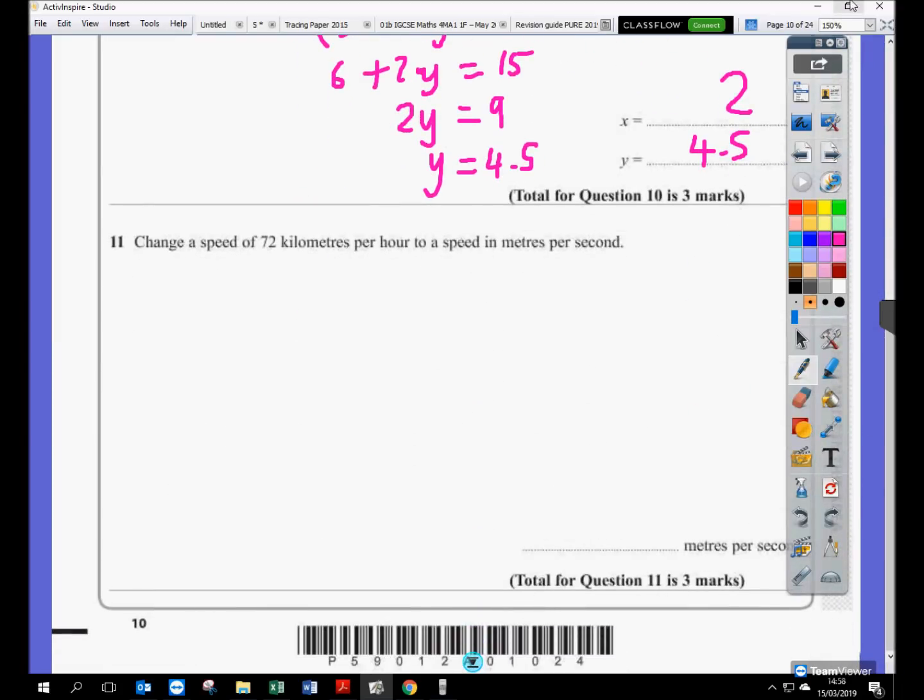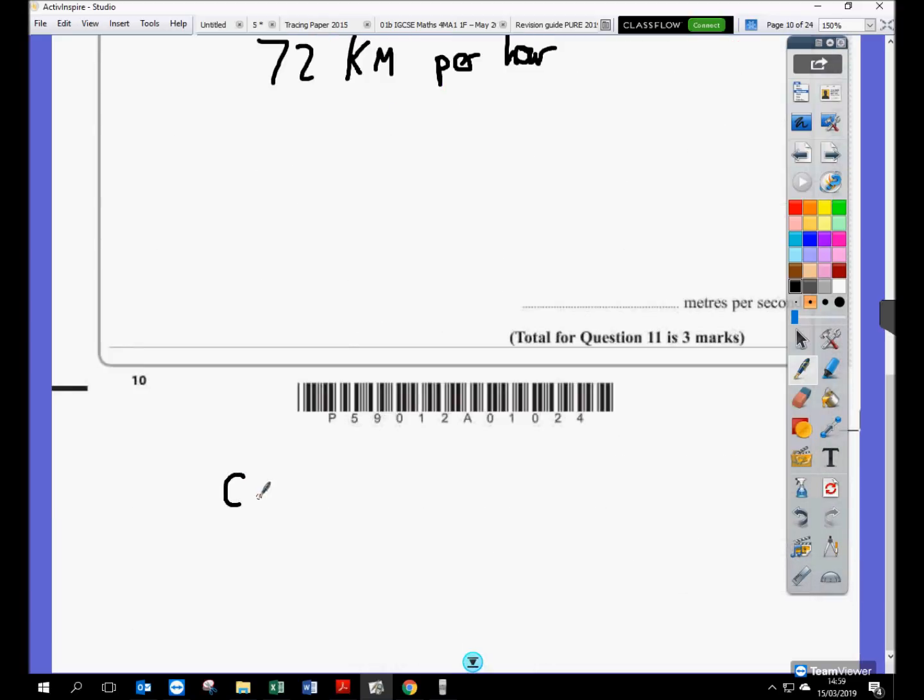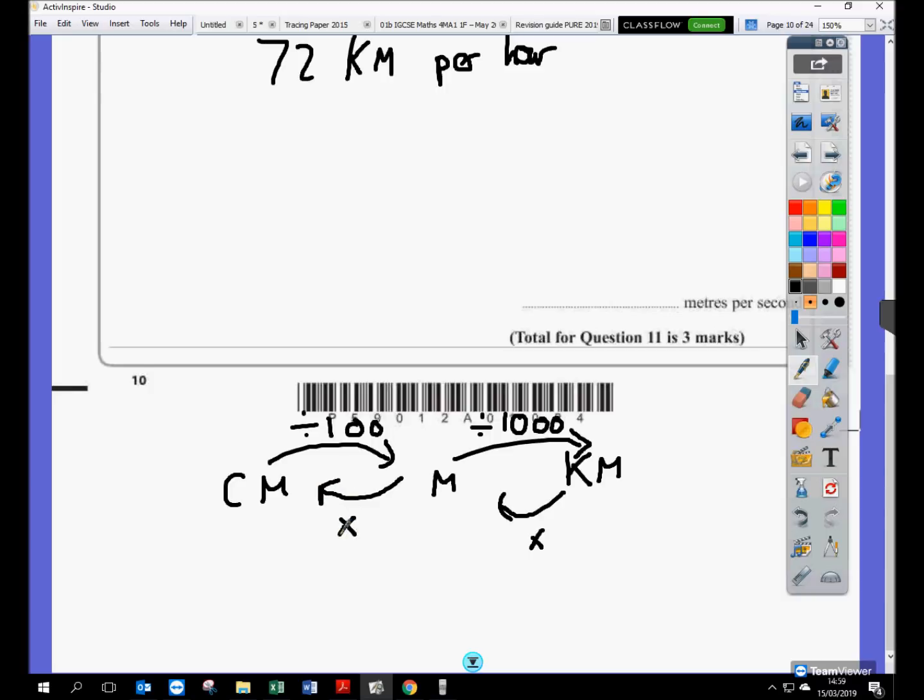Next, change a speed of 72 kilometers per hour to a speed in meters per second. Okay, so 72 kilometers per hour. Now, there's 2 changes to make here. There's a change into meters and there's a change into seconds. So first of all, I'm going to change it into meters. Hopefully you remember this flow chart, which goes like this: centimeters, meters, kilometers. There are 100 centimeters in a meter, so to change centimeters into meters, you divide by 100. There are 1,000 meters in a kilometer, so you divide by 1,000. And if you go the other way, you would times by 1,000 or times by 100 accordingly.